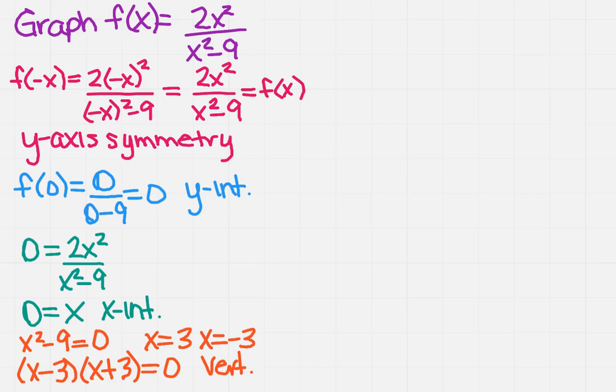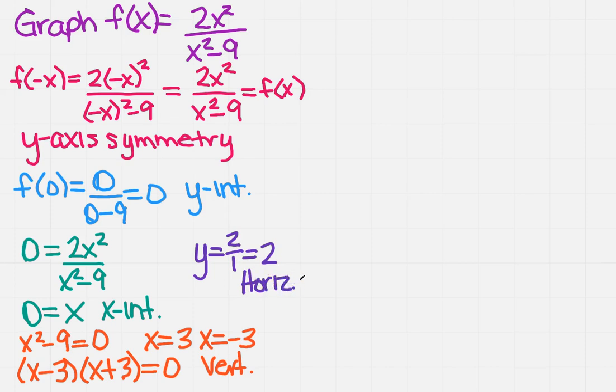Now, then I need to look for a horizontal one as well, right? So if I want to do a horizontal, I'm going to look at the exponent's power. So I've got an x squared on top and an x squared on the bottom. So those are the same. So I'm going to take the leading coefficients and divide. So I've got 2 divided by 1. So that's going to be 2.